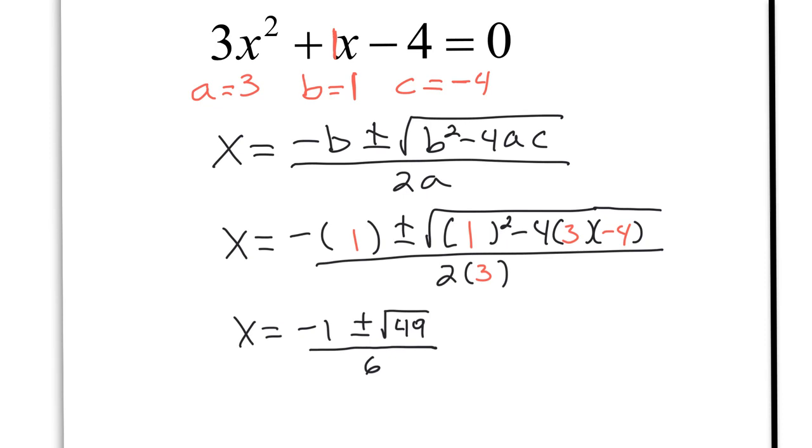Now, 49 is a perfect square number. We can find the square root of 49. So you go to the next step and you simplify that, the square root of 49. I'm going to put equals here, -1 plus or minus the square root of 49. Let me just circle that here with the bubble. The square root of 49 is 7. So let me put that 7 there, over 6.